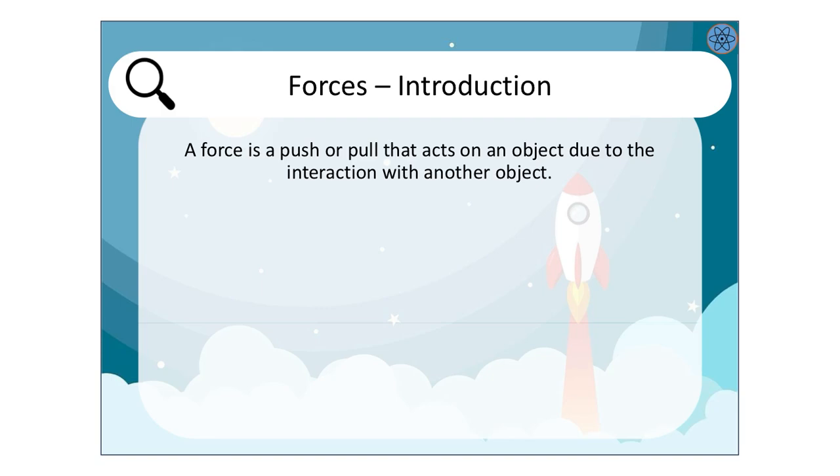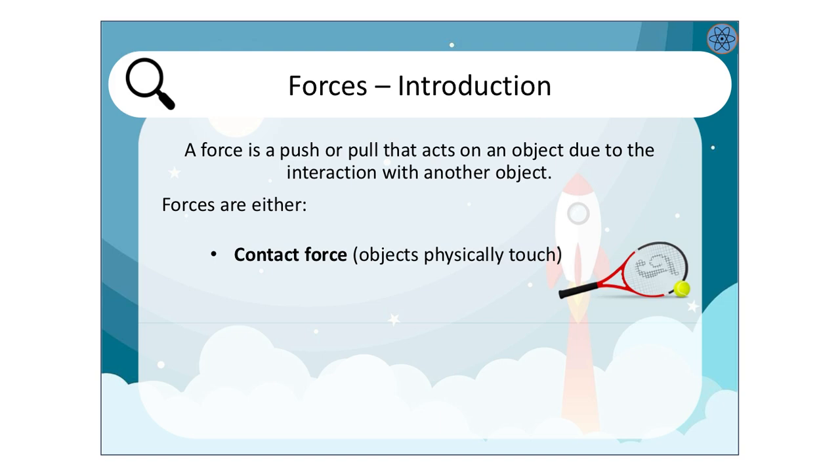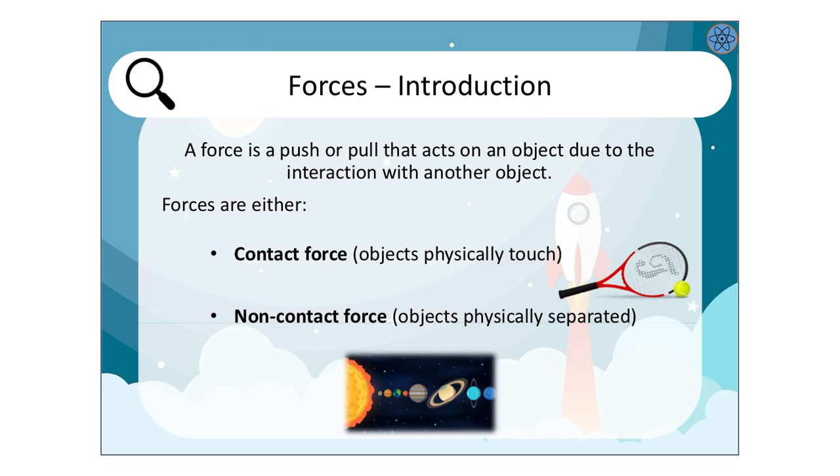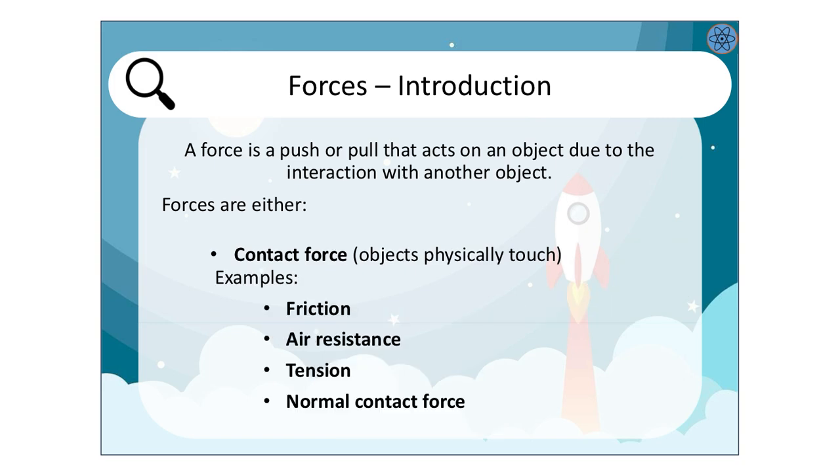So what is a force? A force is a push or pull that acts on an object due to the interaction with another object. And forces come in two types. One is a contact force, and that's where objects physically touch. And you've guessed it, the other is a non-contact force, and that's where the objects don't touch. They're physically separated. So let's take a closer look at different types of contact force.